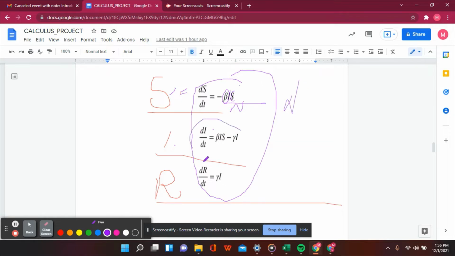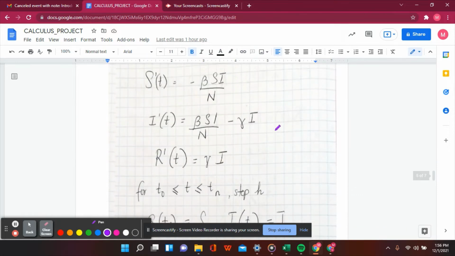The same applies here. Anyone would understand that this negative beta I S value is the number of susceptibles that are getting infected. So we are subtracting from susceptibles going to infected. We'd expect this to be added to the infected number, and we'd expect to remove those who are recovering, who make up the removed.